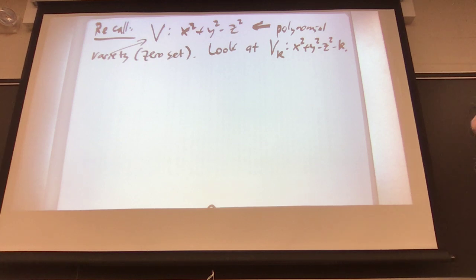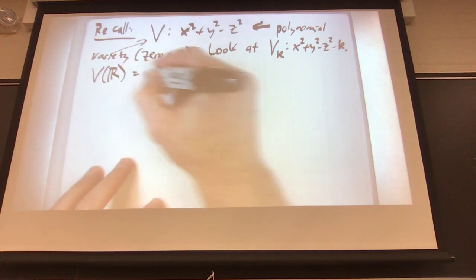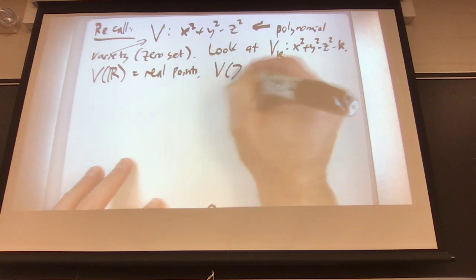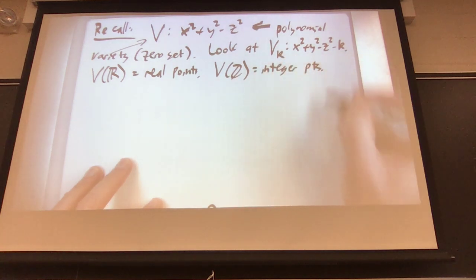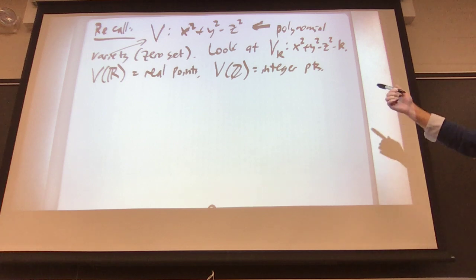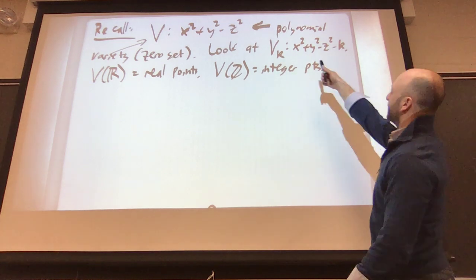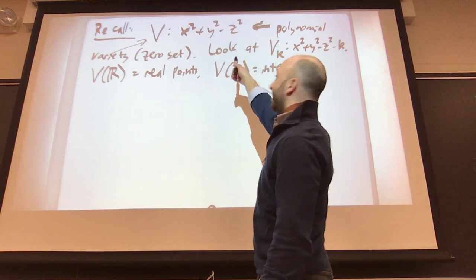So for example, if I want the real points of V, so V of R, this is the real points. Whereas V of Z, that's the integer points. And V of Q would be the rational points. So I can specify what the universe is. Are we talking about real points, rational points? So for V_k, the solution to that polynomial is equal to k, as opposed to equal to zero. So I added a shift.